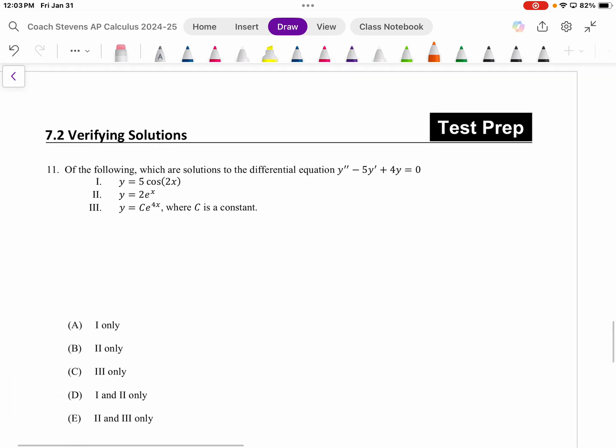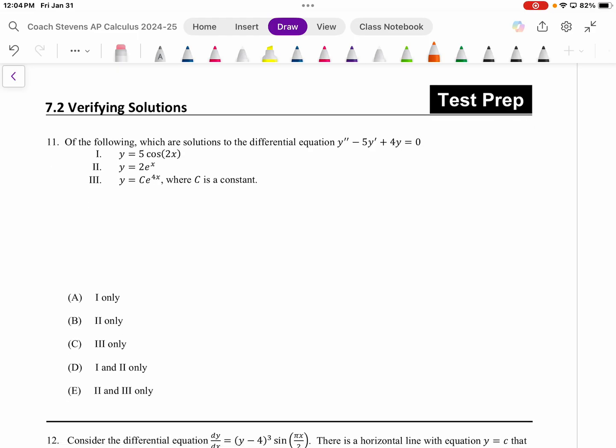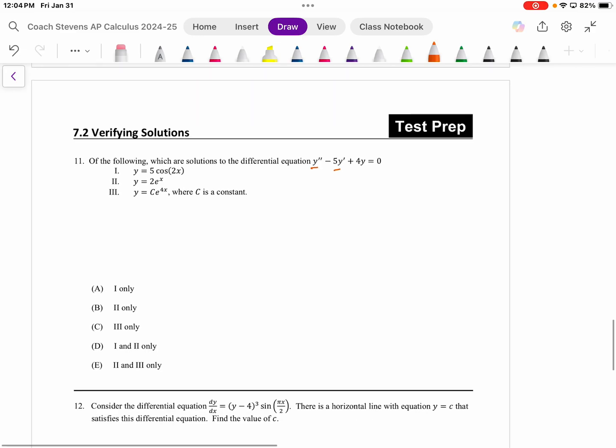That one, number 11, you're just going to have to try each one because you're trying to figure out which ones balance, which ones are solutions. So you're going to have to basically do y double prime and y prime for each of those and plug them in one at a time to say, is that the answer? Did that work? And so forth. Okay, so that's probably the longest one.